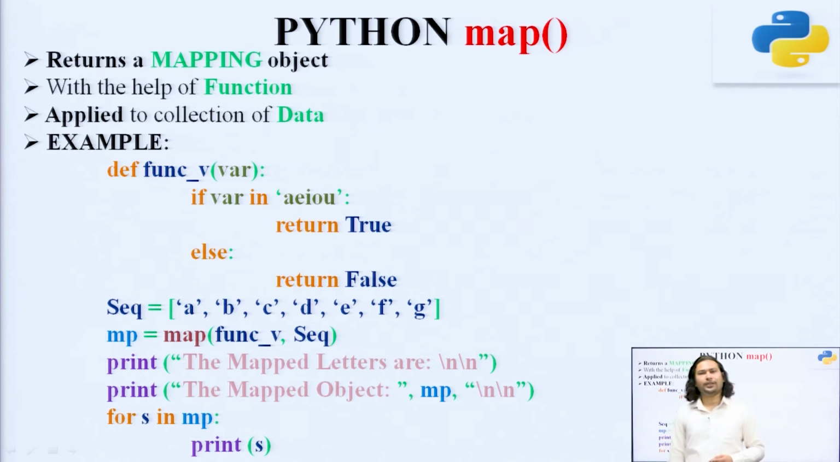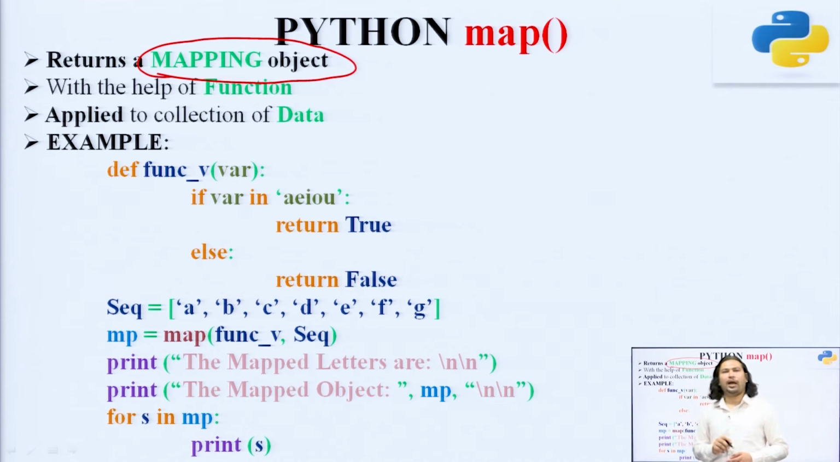The next function is the map function. In the map function, the object returned is a map object. Just like in the previous function the object was the filter object, here it is a mapping object or mapped object. That means whatever data is received from the map function will be stored inside an object referred to as the mapping object. So the process is almost identical to the filter function.